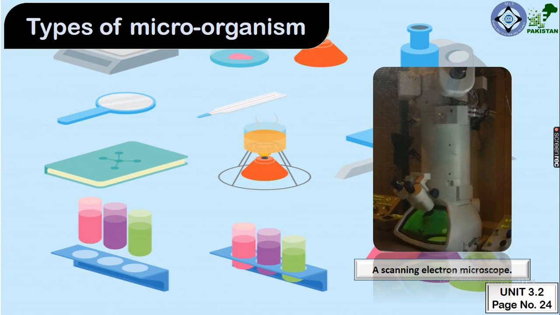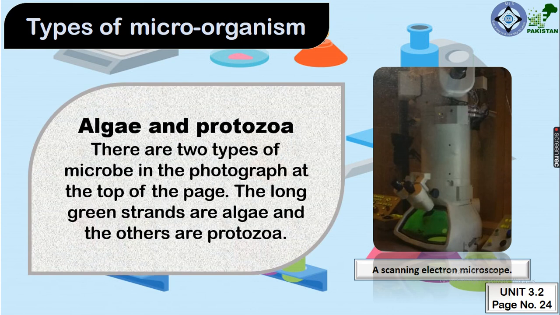Let's talk about types of microorganism. Algae and protozoa. There are two types of microbe in the photograph at the top of the page. The long green strands are algae and the others are protozoa.